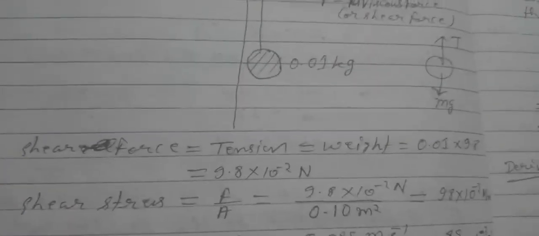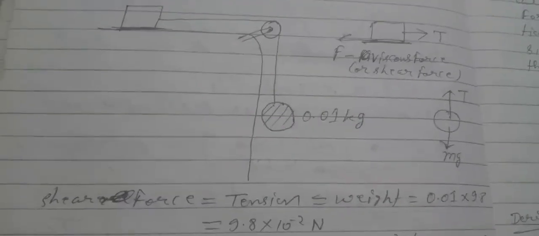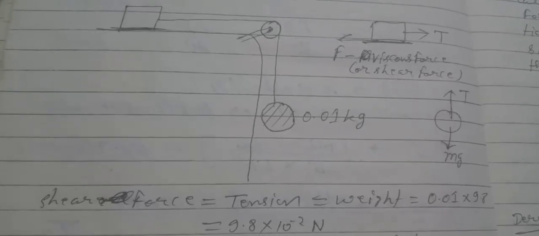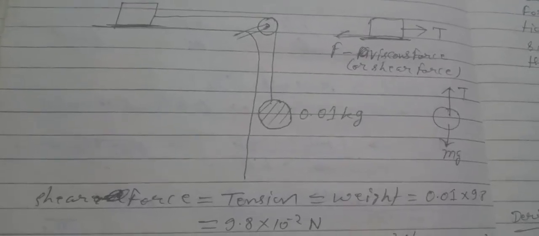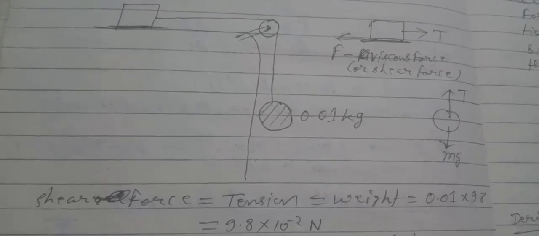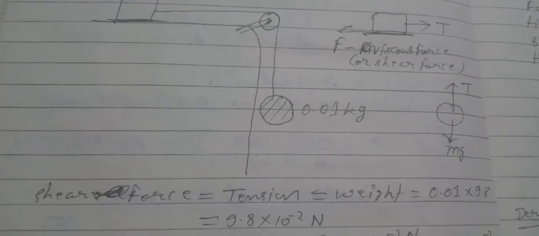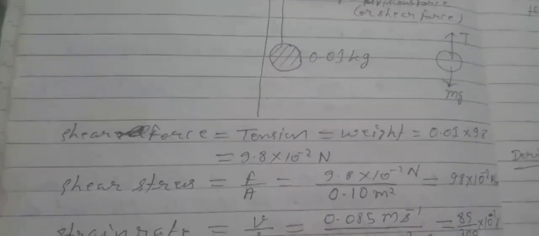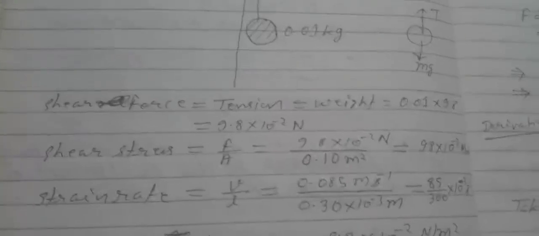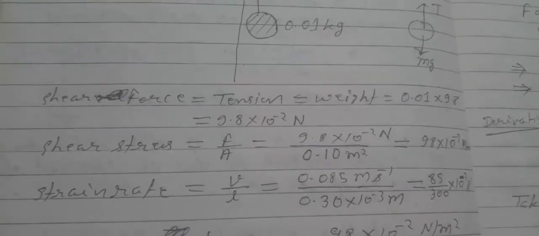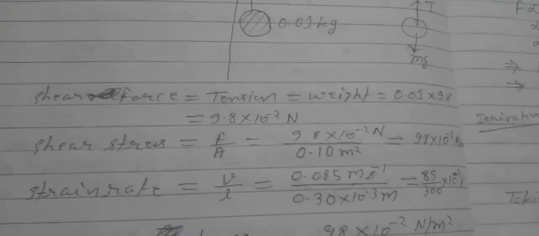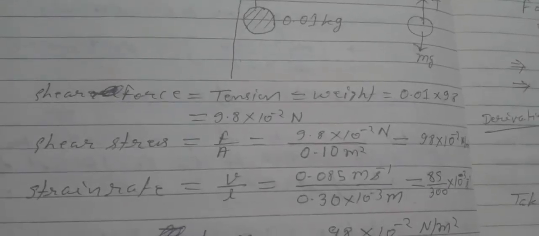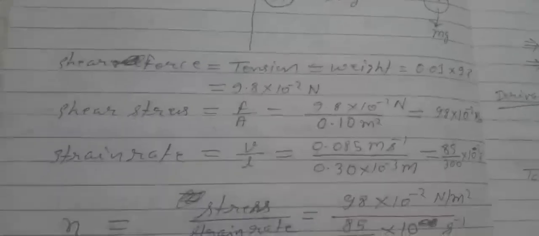From the free body diagram of the block, the shearing force is equal to the tension in the string, which is equal to the weight of the body, equal to 0.01 into 9.8, or 9.8 into 10 to the power minus 2 newton. Hence shear stress F by A equals 9.8 into 10 to the power minus 2 newton by 0.10 meter square, which is 98 into 10 to the power minus 2 newton per meter square.